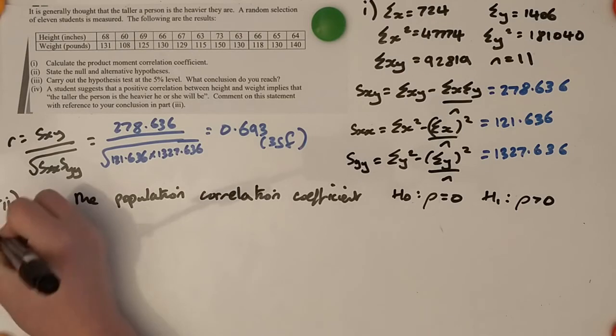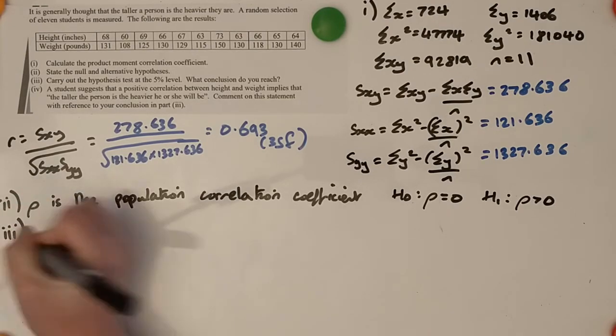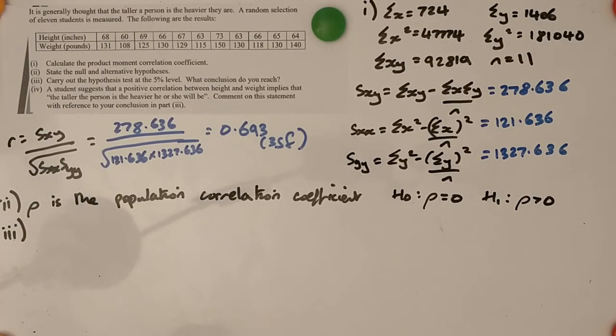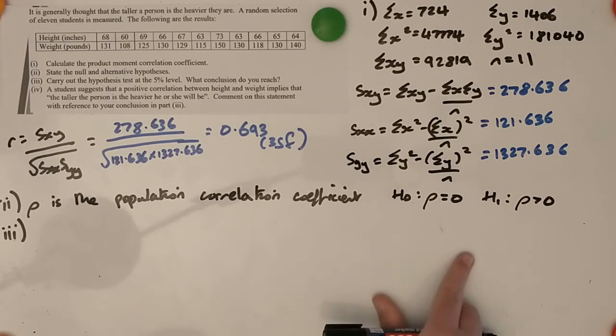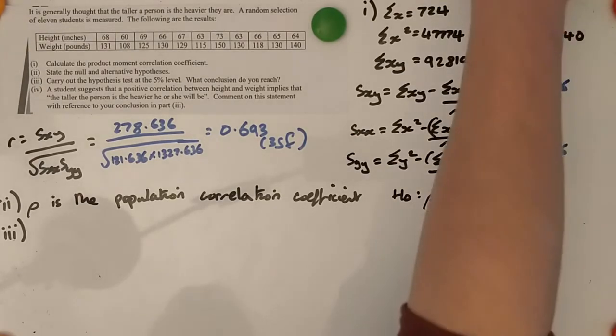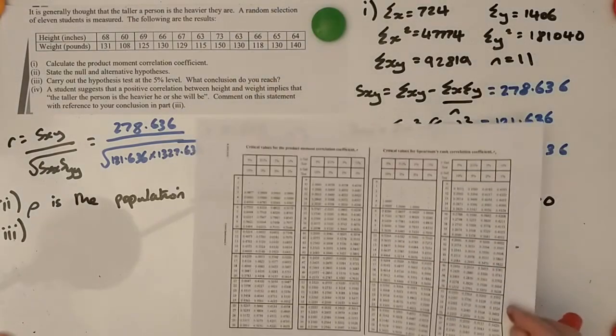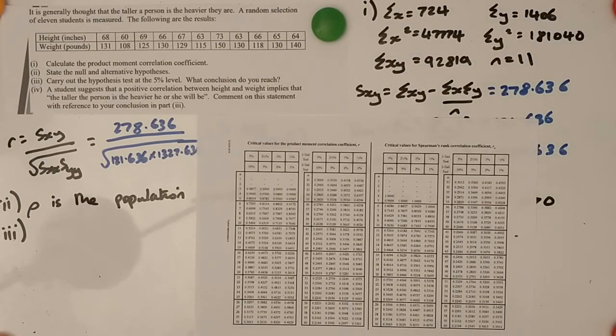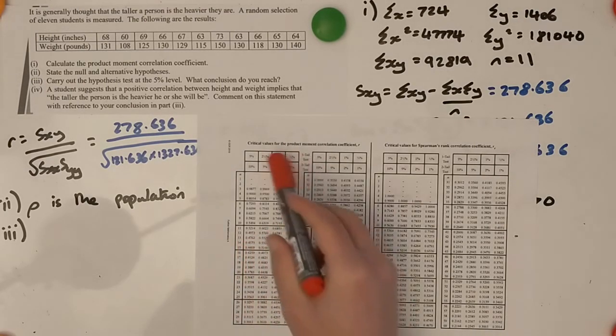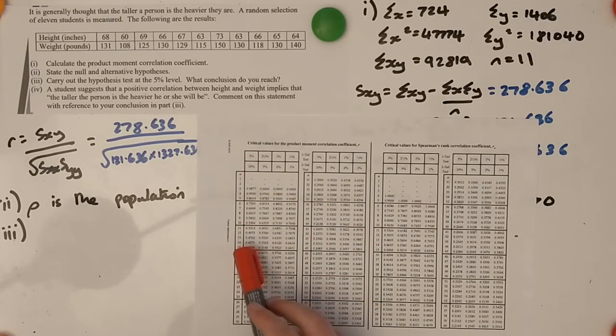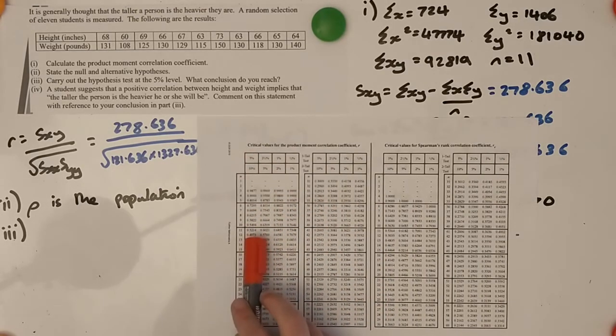Then part 3. Carry out the hypothesis test. So I've got my value of R, I've got my H0, H1. Now I just need to find my critical value. So for my critical value, again looking at the left hand side, it's a one-tail test at the 5% level where n equals 11. So n equals 11, one-tail test at 5%, and I get the value of 0.5214.